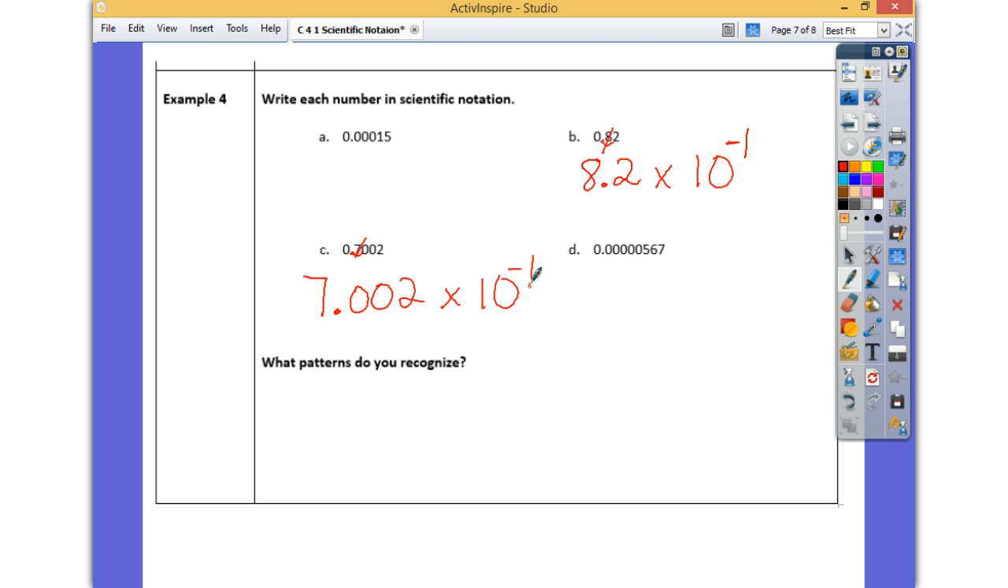Woo, look at this one. This one looks fun. Where do I have to move that one? Between the 5 and the 6. So 0.56, just like that. Am I done? 7. Right, I can't forget the 7. 5.67 times 10 to the negative 6. Is it negative 6? 1, 2, 3, 4, 5, 6. You are right, negative 6th power. All right, I'm going to hand you out your worksheet packet, pages 1 and 2, due tomorrow.